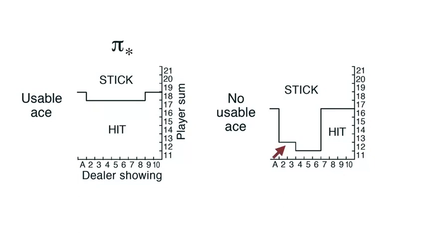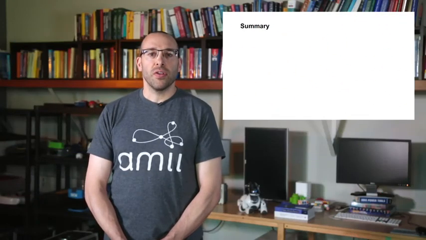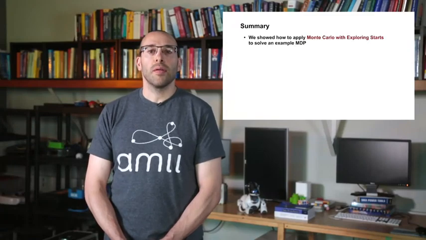Without a usable ace, the policy depends a lot more on the cards the dealer is showing. The agent sticks when its sum is 13 or greater, and the dealer has a low card, like a 2 or a 3. This is optimal, even though it seems like the chance of winning would be low in this situation. That's all for this time. In this video, we showed you how to apply Monte Carlo with exploring starts to an example MDP.